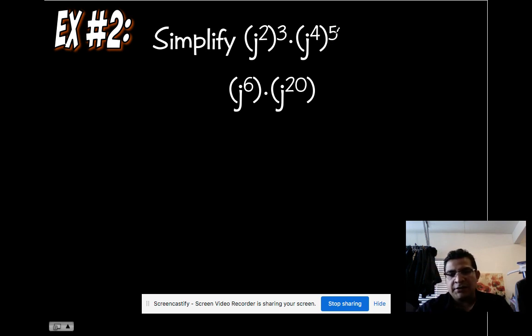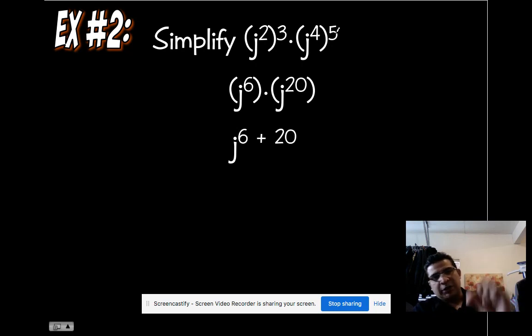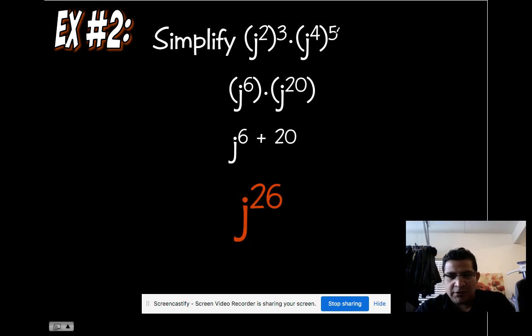Now, the j's here have the same base, which is j. For j to the 6th power times j to the 20, the 6 and the 20 get added up. Simple as this. So j to the 6 plus 20. 6 plus 20 will be, what is it, class? 26. So this is j to the 26.